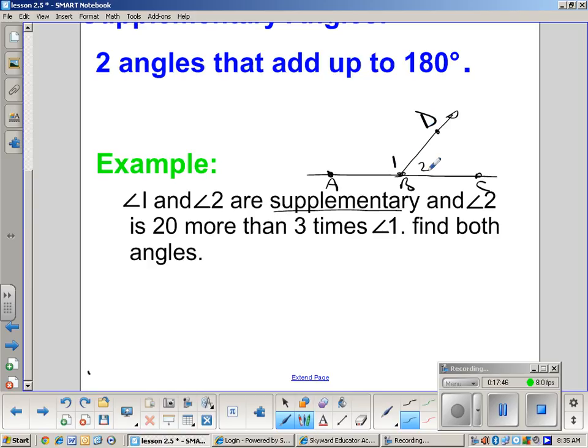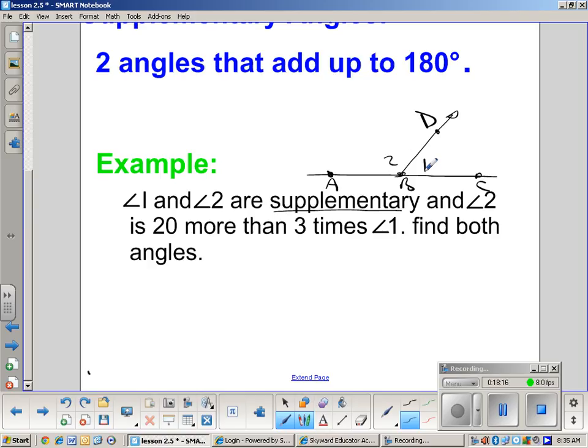Now, I want to go the other way. Anybody want to say why I want to go the other way? Because angle 2 is way bigger. Yeah, if we read this, it says 1 and 2 are supplementary, and it says angle 2 is 20 more than 3 times angle 1. So that means angle 1 is my smaller angle, and angle 2 is my bigger angle. So I'm going to change my picture to match my information a little bit.